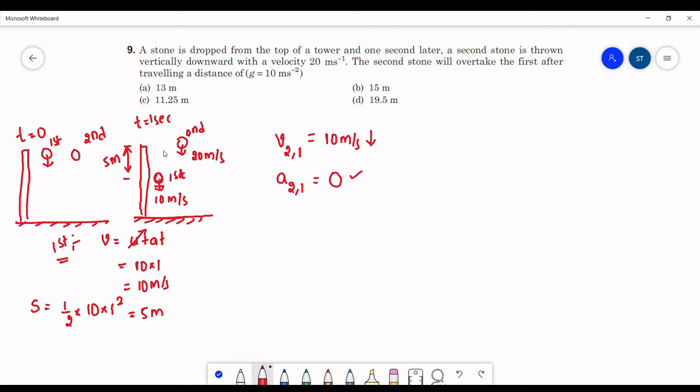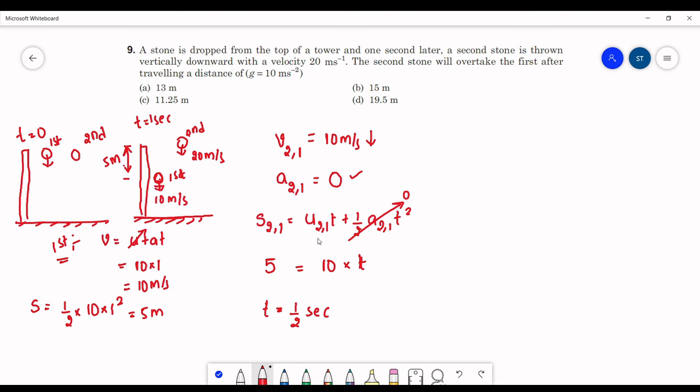Relative distance between them is 5 meters. So we can write S21 is equals to U21 into T plus half A21 into T square. Relative acceleration is 0, so this term will be equal to 0. Distance that should be covered will be 5 meters. Relative distance between them is 5 meters. Relative velocity between them is 10 meters per second into time. So t is equal to half second. This is the time taken by the second body to hit the first body.